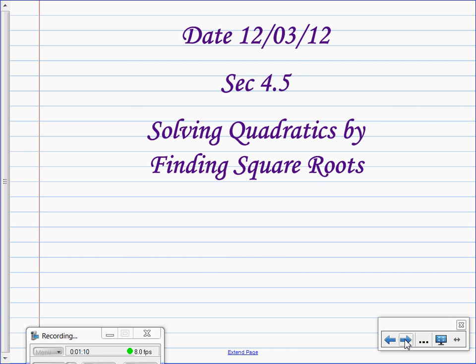So we're going to be solving quadratics by finding square roots today. Is it different? It's a little different. You don't have to factor.